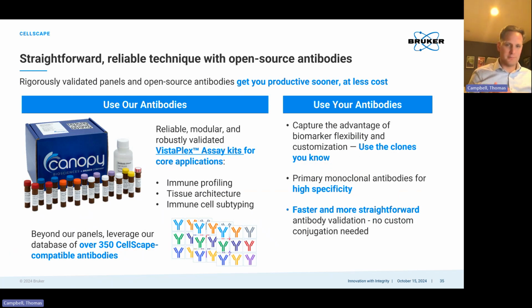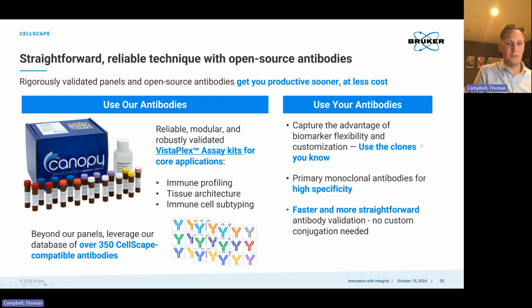We do this in a really sort of open source way. We do have a catalog of what we call VistaPlex assay kits, which I'll talk about in a minute. These are highly validated panels of antibodies for core immune profiling and tissue architecture and immune cell subtyping applications. We also have lists of over 350 compatible antibodies, which can be sourced from other commercial antibody vendors.